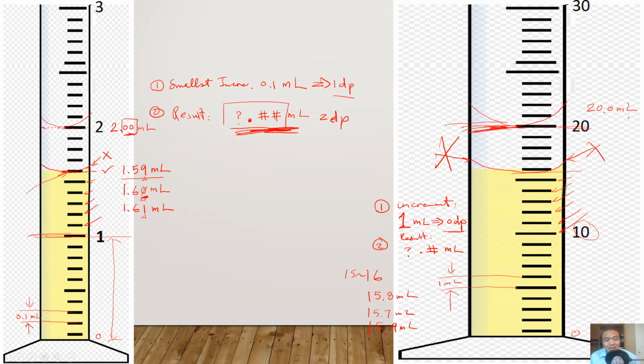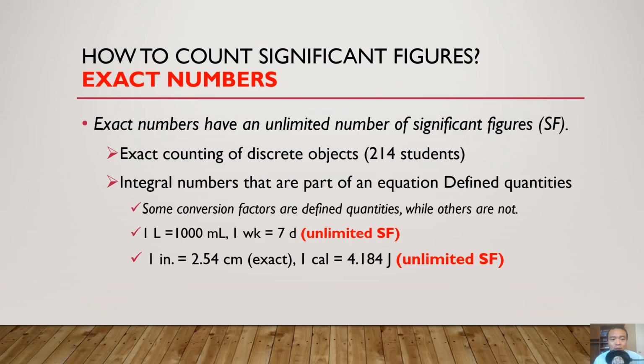All right. So I think we've had enough examples for this. We just learned how to correctly record the measured numbers. Now let's move on and talk about how to count significant figures. When you try to determine the number of significant figures, first you have to decide what type of numbers you are dealing with. The first type of number is so-called exact numbers.